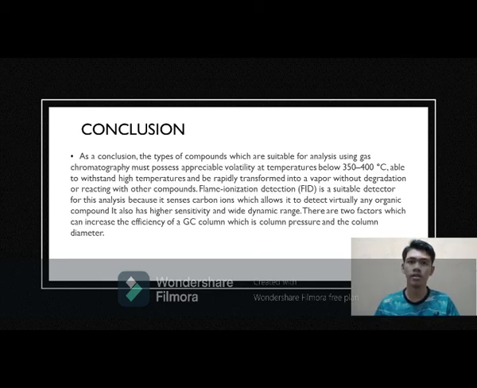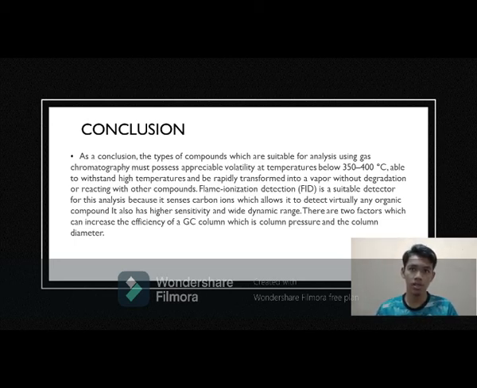As a conclusion, the types of compounds which are suitable for analysis using gas chromatography must possess appreciable volatility at temperatures below 350 to 400 degrees Celsius, be able to withstand high temperatures and be rapidly transformed into vapor without degradation or reacting with other compounds.